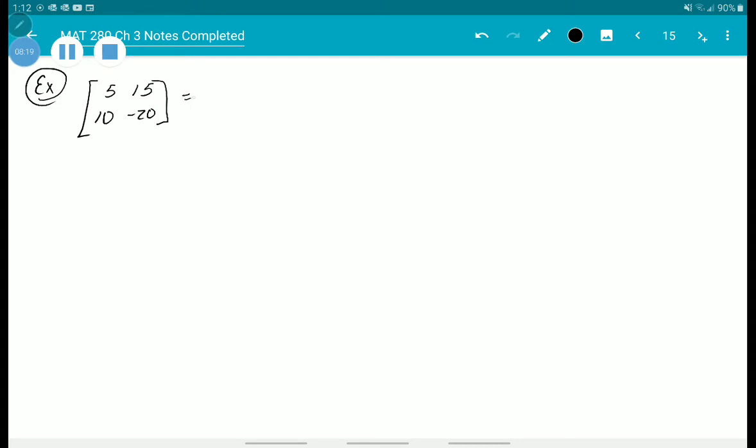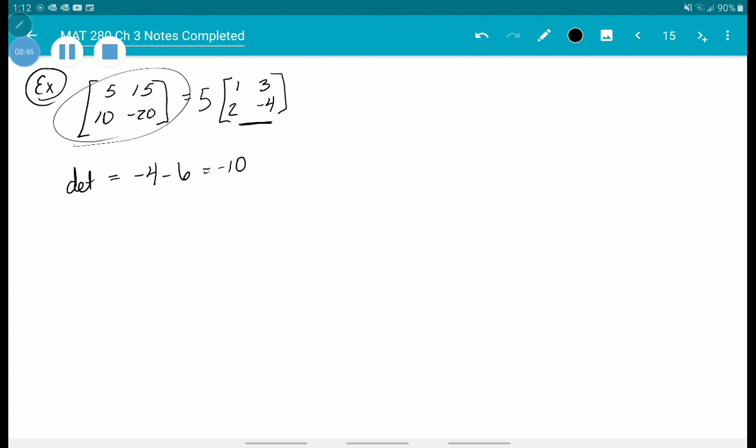So notice every entry here has a 5 in common. So that's the same thing as 5 times the matrix, 1, 3, 2, negative 4. Well, finding the determinant of this guy is going to be super easy, right? So the determinant of that matrix would be negative 4 minus 6, which is negative 10.